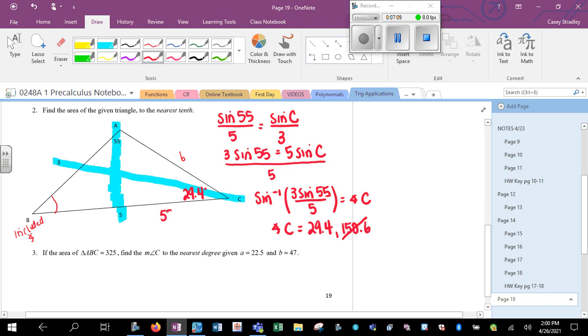So I'm going to do 55 plus 29.4. That looks like it gives me 84.4. Let's subtract that from 180. Oops, subtracted wrong. Subtract correctly. Use your calculator if you don't like decimals. This tells me that I have now found angle B, which is my included angle. Now that I have my included angle, I can find my area.